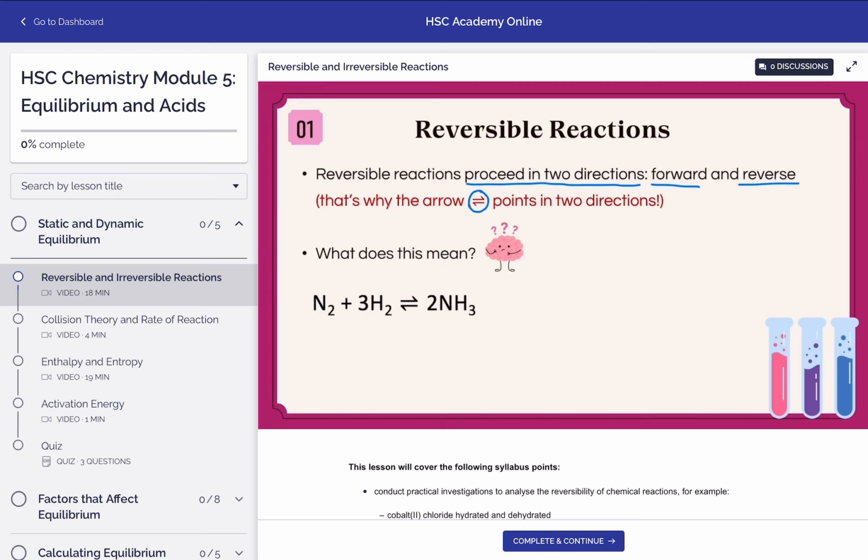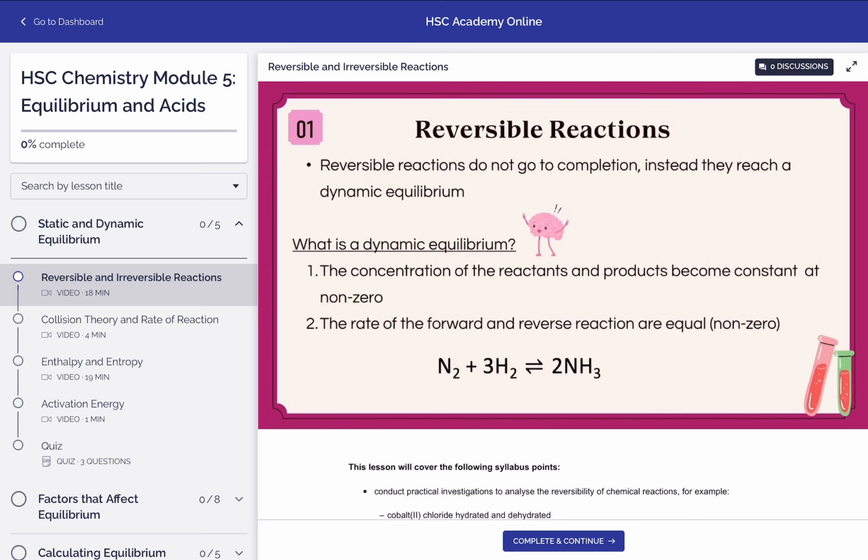So what does it mean that reversible reactions proceed in the forward and reverse direction? Let's take a look at this example. It means that nitrogen and hydrogen are reacting with each other to produce ammonia. This reaction over here is our forward reaction, indicated by the arrow pointing in the forward direction. It also means that ammonia is decomposing back into nitrogen and hydrogen. This is your reverse reaction, indicated by the arrow that's pointing in the reverse direction. So reversible reactions have 2 components, the forward and the reverse.